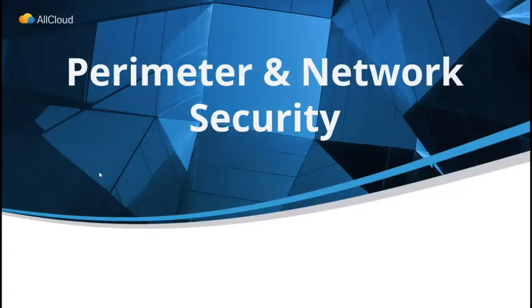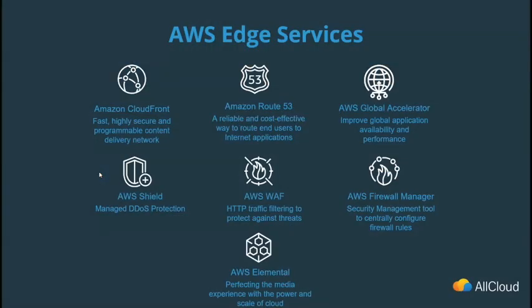Okay, so perimeter and network security. How do we protect our perimeter? Well, AWS has been kind enough to provide us with a few services that are designed for exactly that. We're not going to go into all of them, just to name an important few. The first and foremost would be CloudFront, which is a comprehensive content delivery network. CloudFront works seamlessly with AWS Shield for DDoS mitigation. This is done on the edge location, so it is the farthest location from your origin as possible.